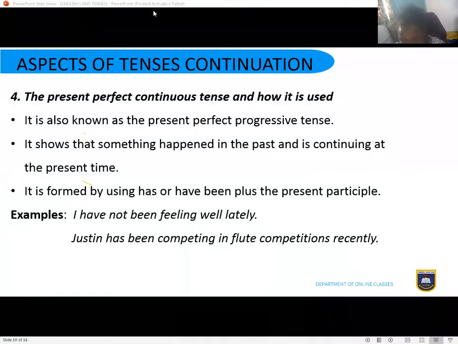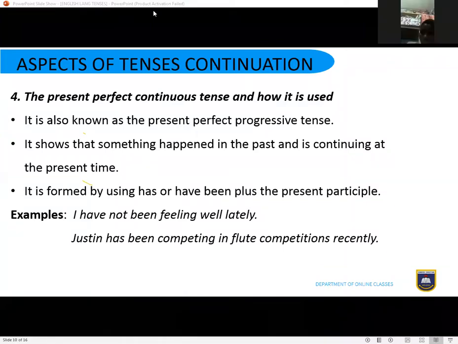Now let's analyze this. The action or the verb is in the present perfect. It has been perfected, and it still continues. The action has been perfected in the past and it's still continuing. That's the meaning of the second one: it shows that something happened in the past and is continuing at the present time.